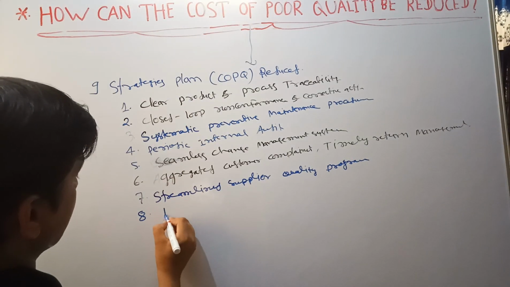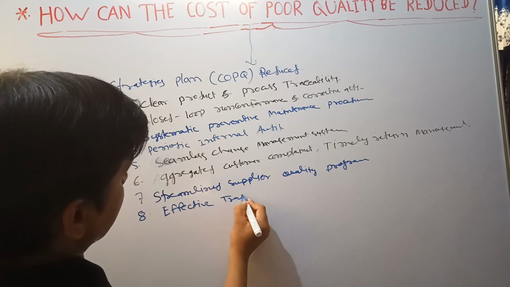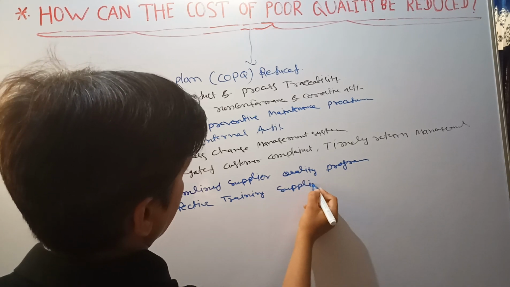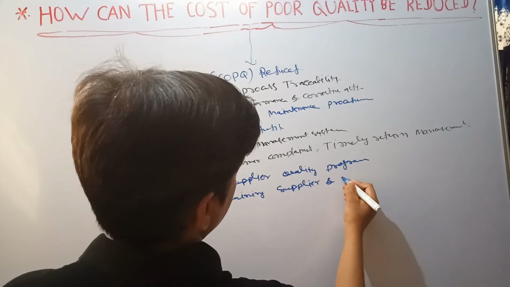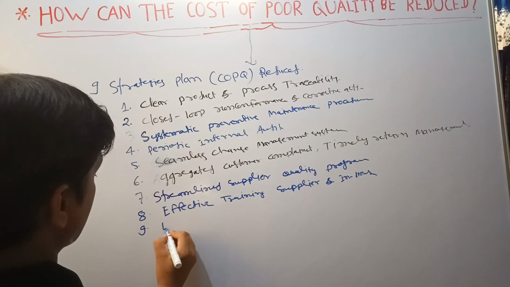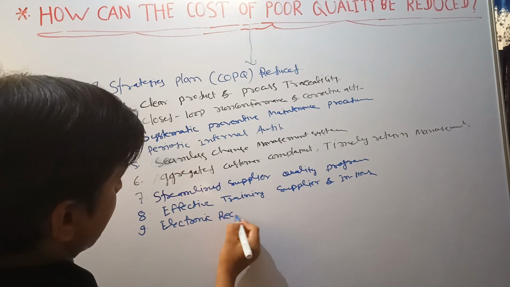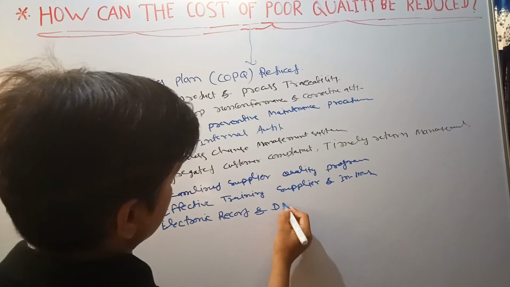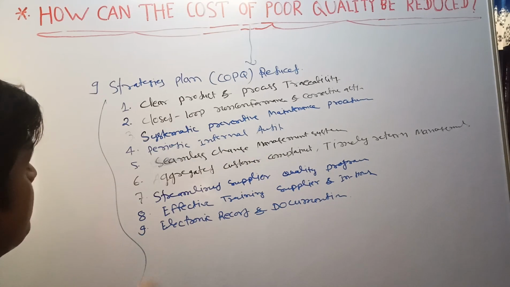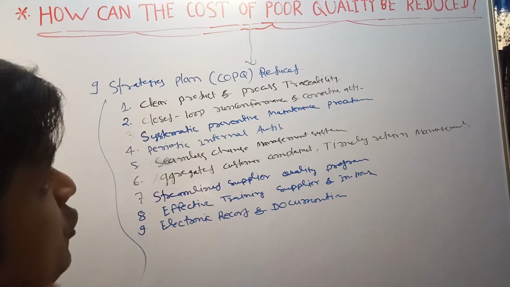And the eighth is effective training, supplier and in-house. And the last is the electronic record and documentation. This is the nine steps. On the basis of this nine-step strategic plan, you can easily reduce the cost of poor quality.